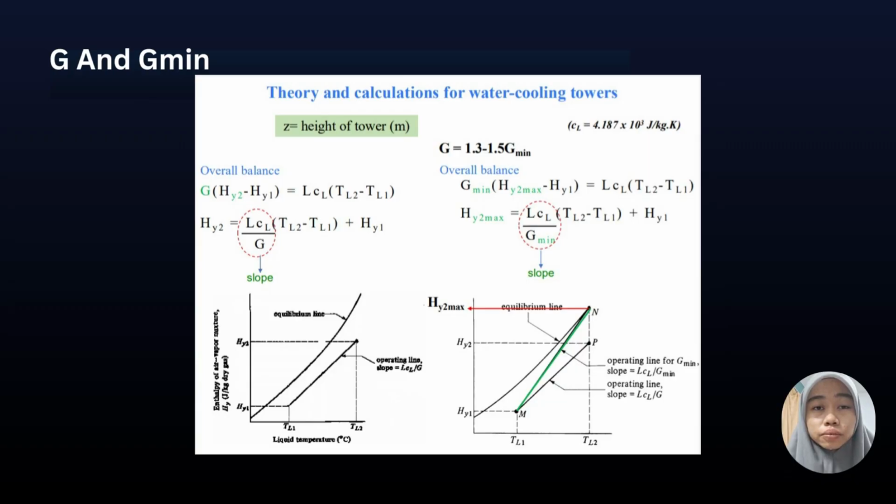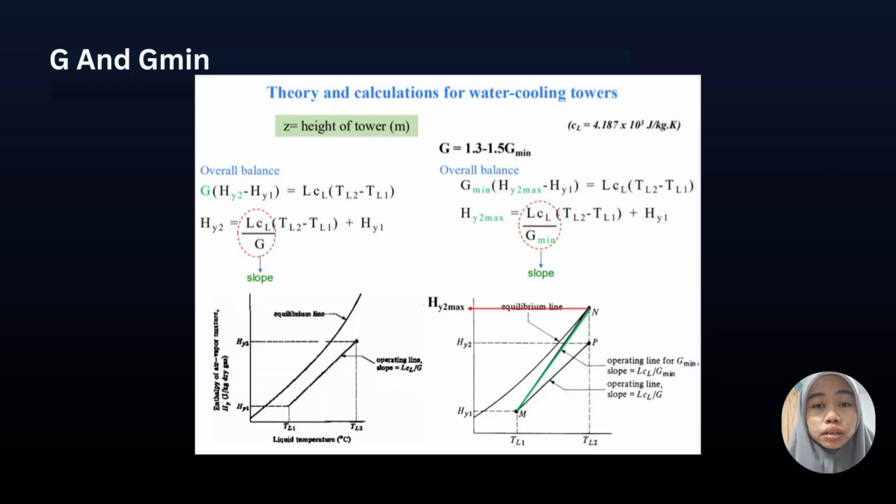If G is given, the first operating point would be TL1 and Hy1, and the second operating point will be TL2 and Hy2, and their slope will be LCL over G. But when only G min is given, we have to use 2 steps to solve it. First step is to draw the operating line for G min to intercept the equilibrium line at TL2, then read Hy2 max from the graph. Next step is to calculate G min or L over G min. Then we can calculate the value of G.